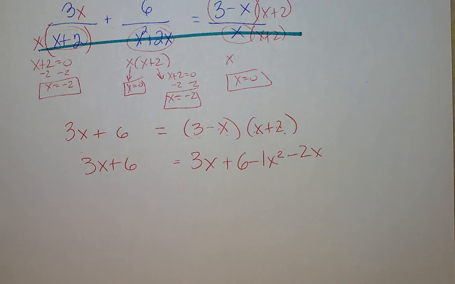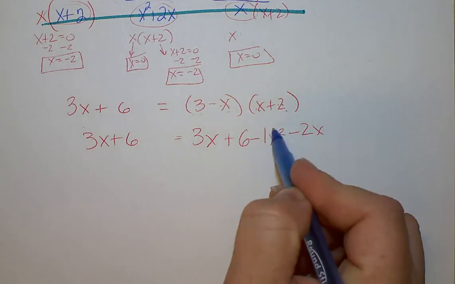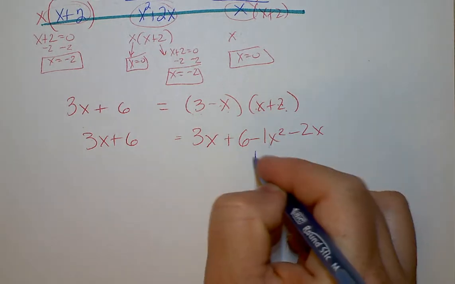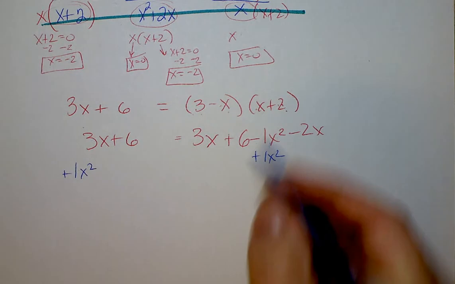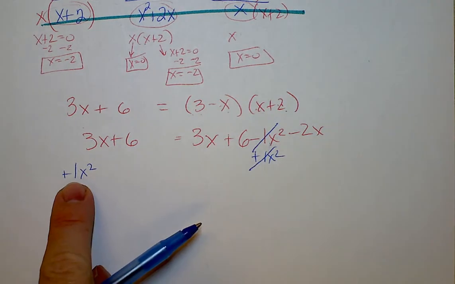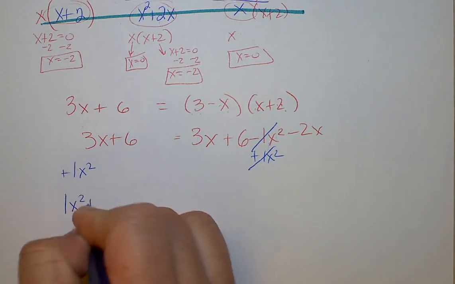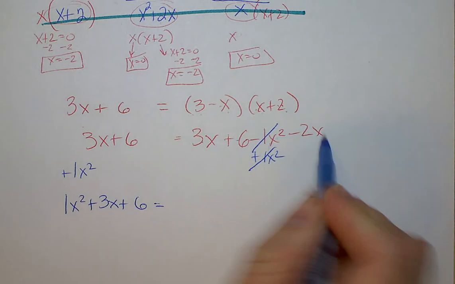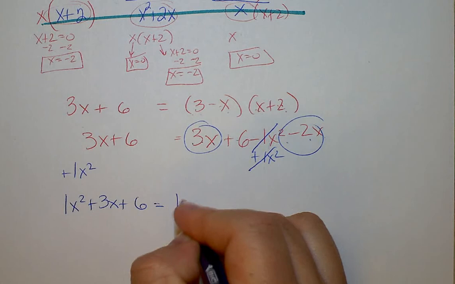And then I want to work with a positive x squared, so I'm going to move this to the opposite side. So I'm going to add 1x squared to the opposite side. Not necessarily which side you move it to, but I just prefer to work with a positive x squared. So I have 1x squared plus 3x plus 6. And on this side I have 3 terms left. Let's combine like terms. Positive 3x and negative 2x is 1x.